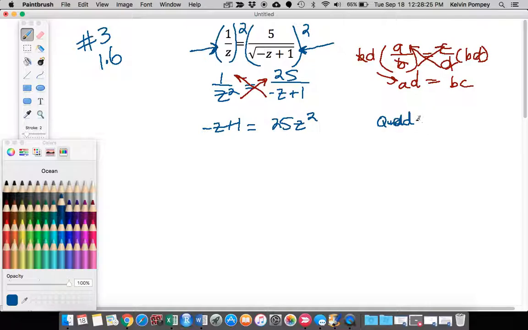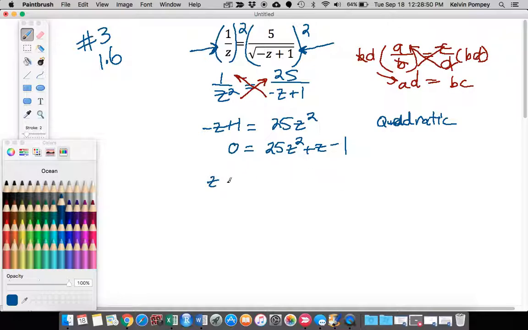This is an A. We know all of the methods that we can use to solve quadratic equations. Since there's a number other than 1 in front of my z squared, I'm going to get everything on one side, 0 on the other, so that I can use my quadratic formula. And so I'm going to add z to both sides and subtract 1. I'll get 25z squared plus z minus 1 equals 0. Okay, add z to both sides, subtract 1 from both sides.